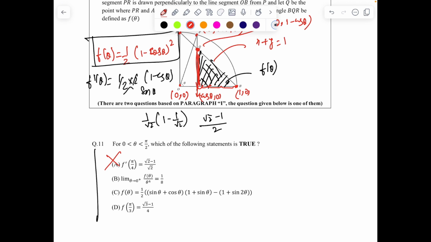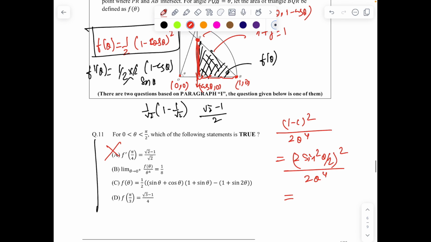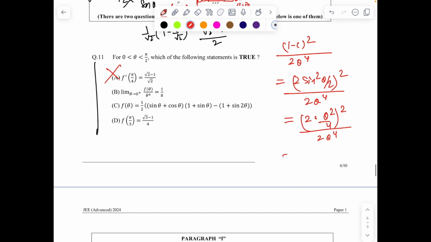Limit theta tends to 0, f theta by theta to the 4. So f theta you already know, 1 minus cos theta whole square by 2, by theta to the 4. Now 1 minus cos theta is 2 sin square theta by 2, whole square by 2 theta to the 4. This I can approximate as 2 into theta square by 4, whole square by 2 theta to the 4. From here we get theta to the 4 by 4 into 2 theta to the 4. Theta to the 4 cancels, 1 by 8, so that's fine.